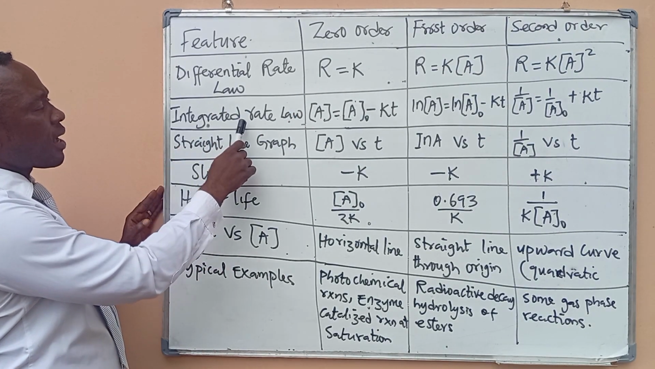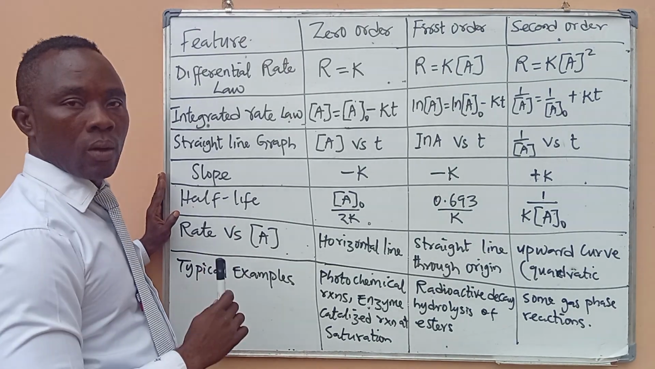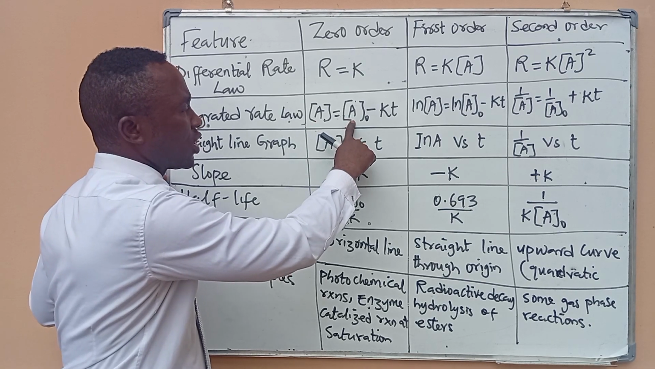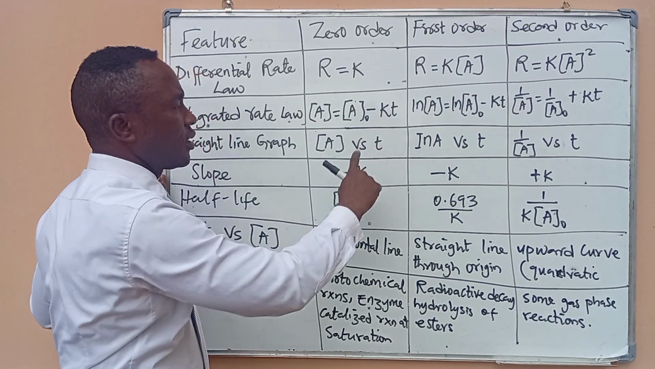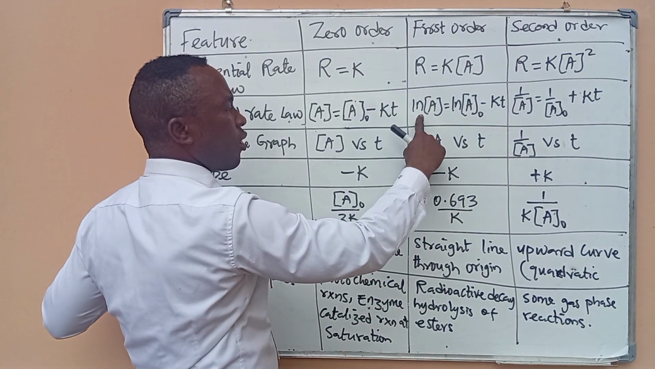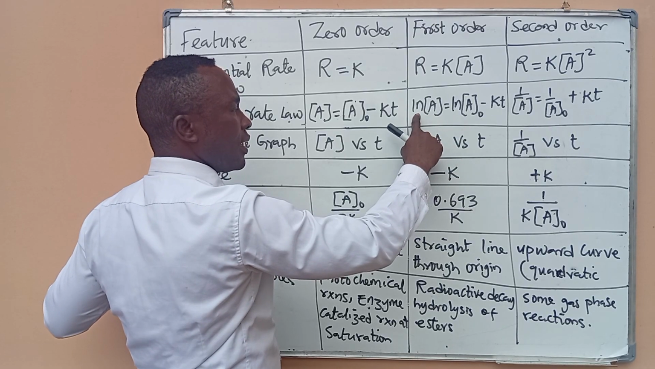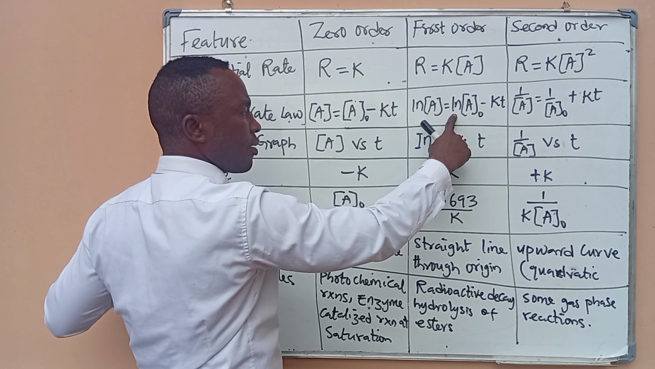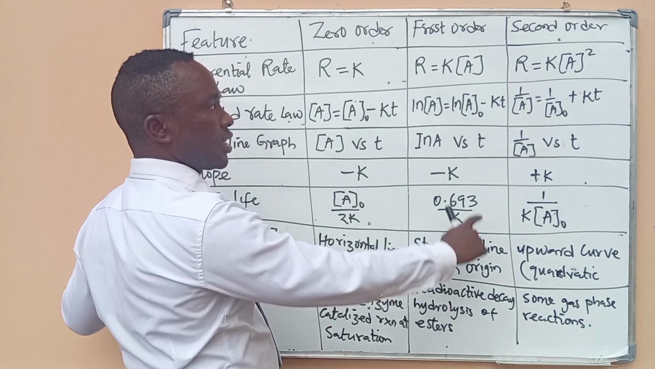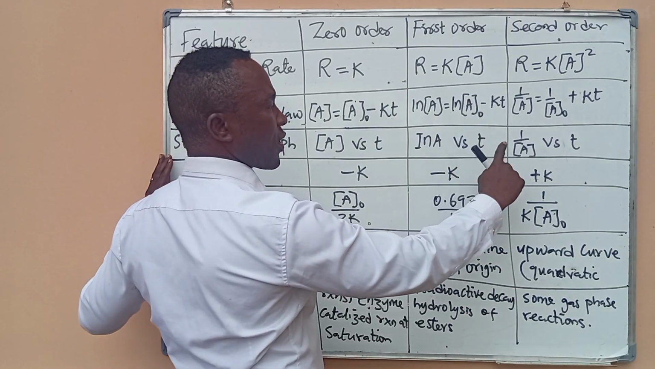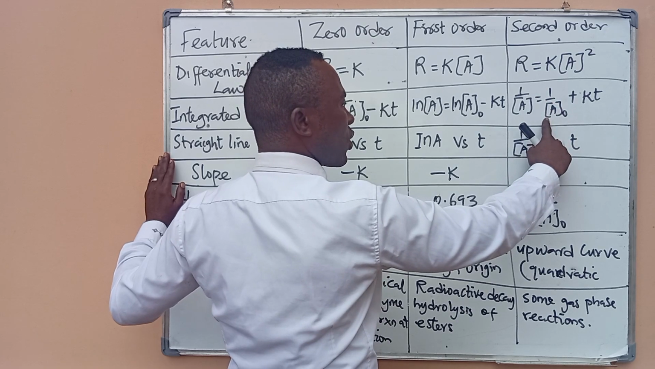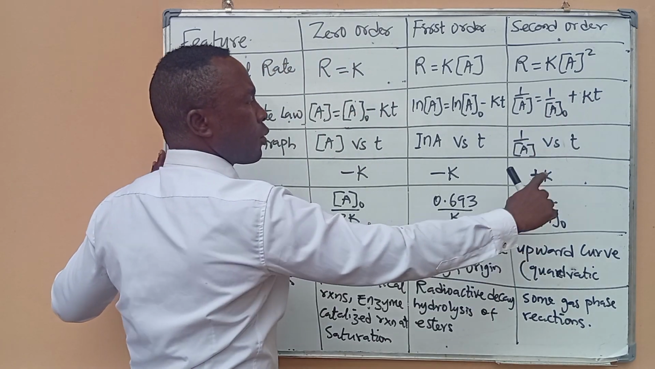Then here we have integral rate law. The integral rate law for zero order reaction is that final concentration is the initial concentration minus rate constant multiplied by time. While that of first order reaction, you will have ln of final concentration is equal to ln of initial concentration minus the rate constant multiplied by time. That is for first order reaction. Then for second order reaction, 1 over the final concentration will be equal to 1 over the initial concentration plus the rate constant multiplied by time.